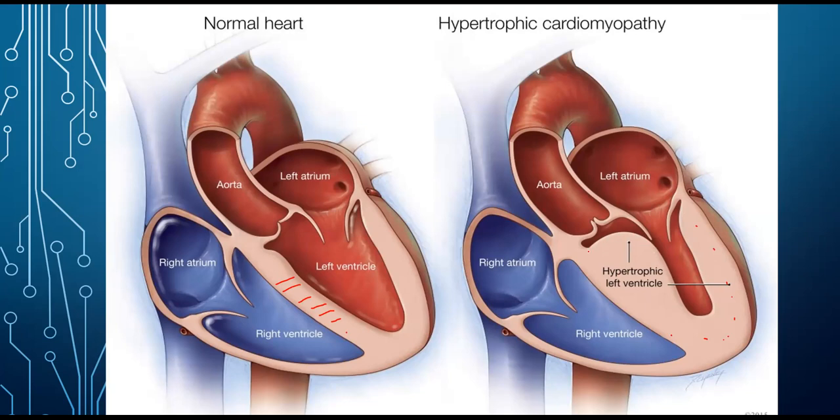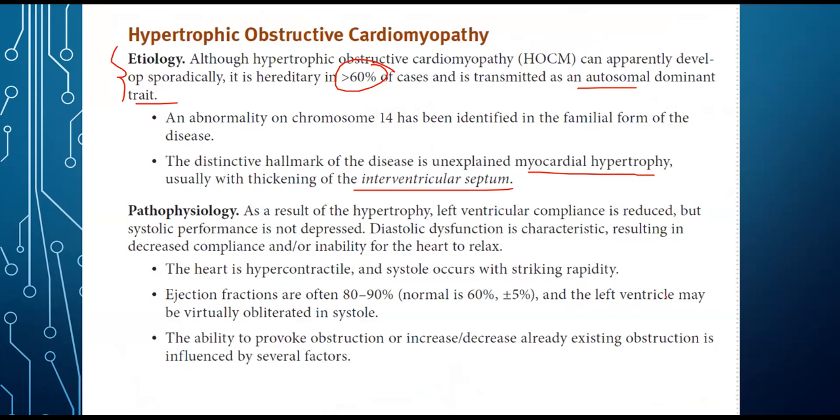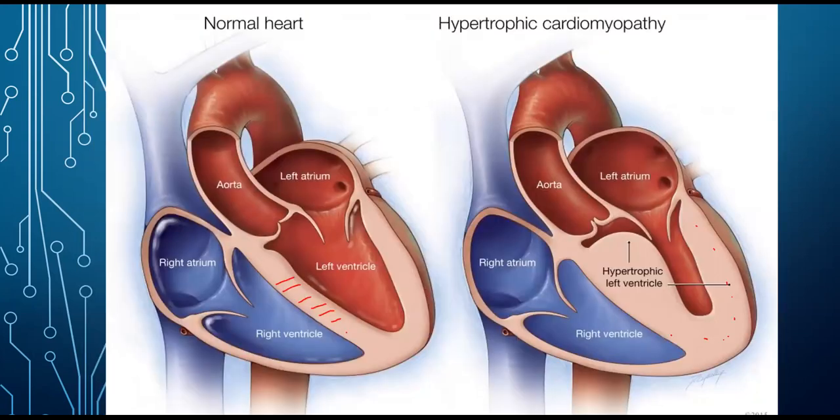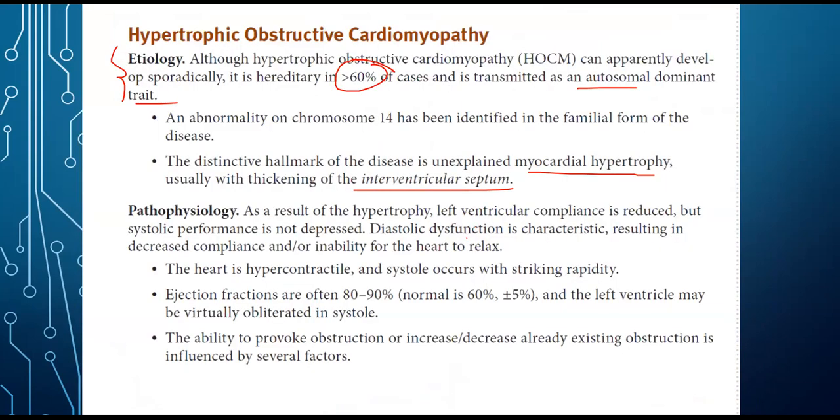So sometimes what can happen is that if the septum gets hypertrophied like this, it can reduce the cardiac output because it blocks this area where blood can go from the left ventricle to the aorta. You can also see the compliance is very much reduced here. So there is not enough space for the heart to get filled up. So when your heart cannot get filled up with blood, what kind of heart failure do you get? Diastolic heart failure, right? So that is exactly what you're going to get here.